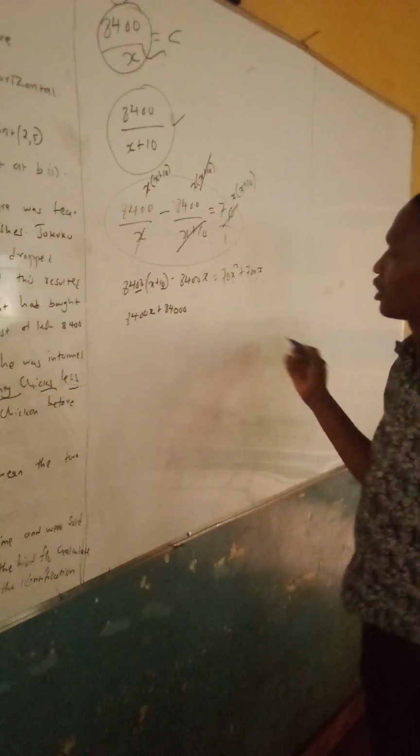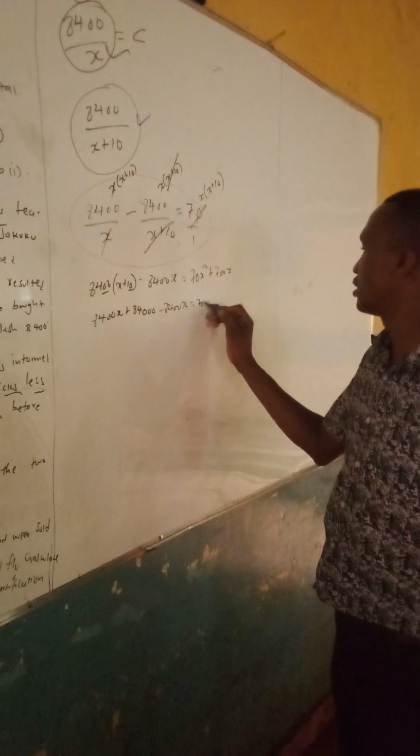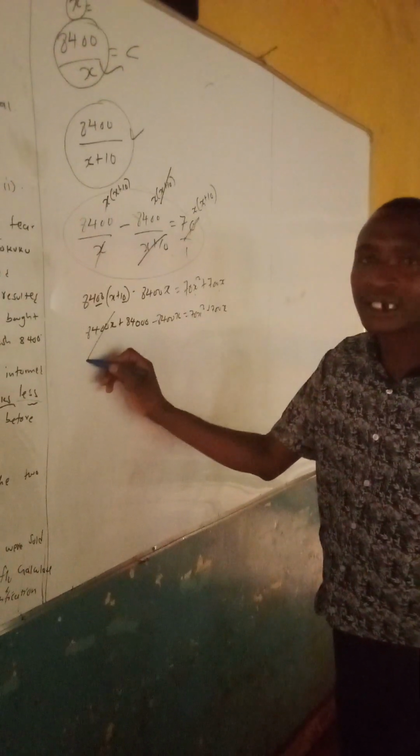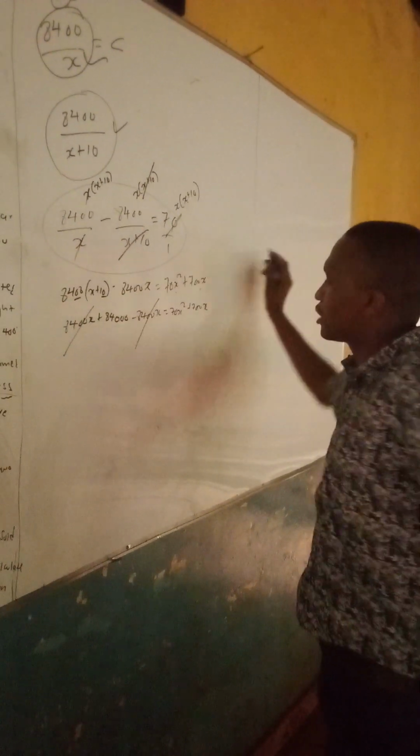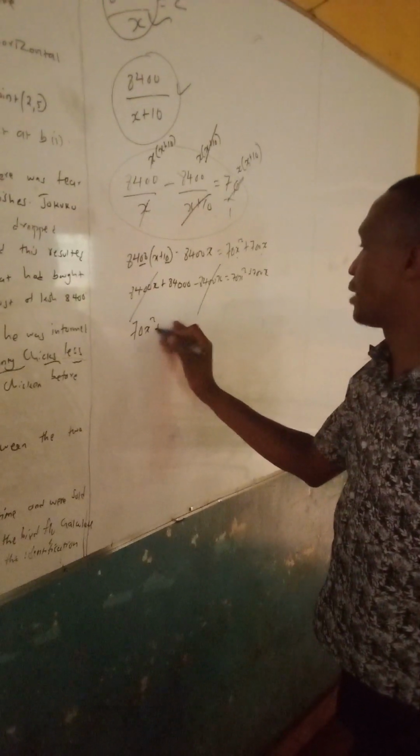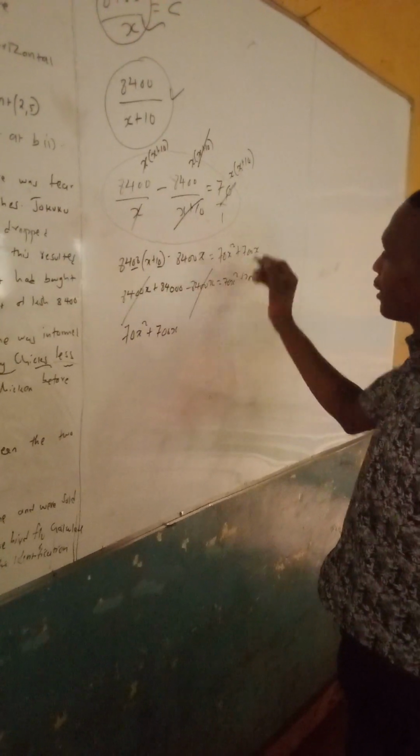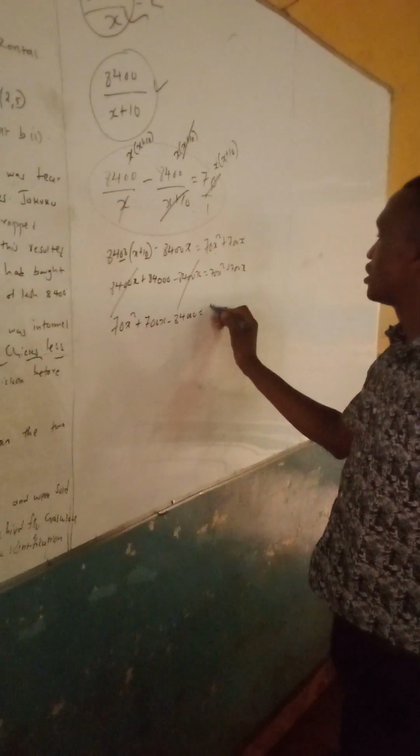8400 times 10 is 84,000 minus 8400x equals 70x squared plus 700x. The 8400x will cancel. If I take this across the equation, it will be 70x squared plus 700x. If you carry 84,000 across the equation, it will be minus. Both here it is plus. Minus 84,000 will be 0.